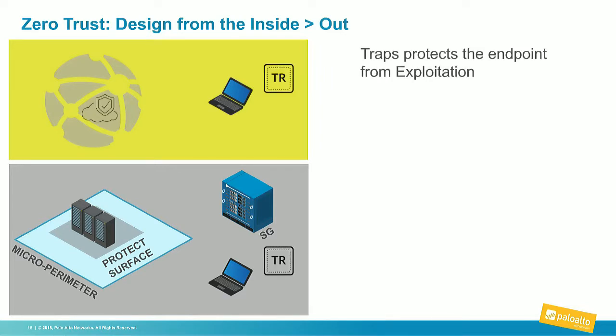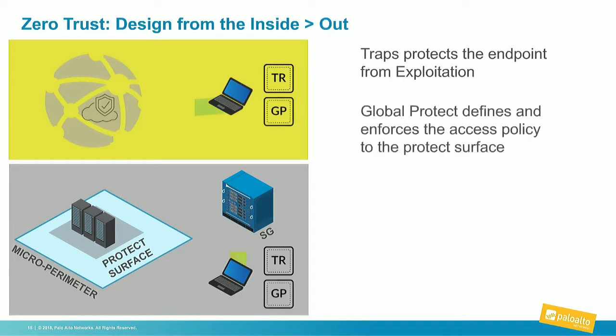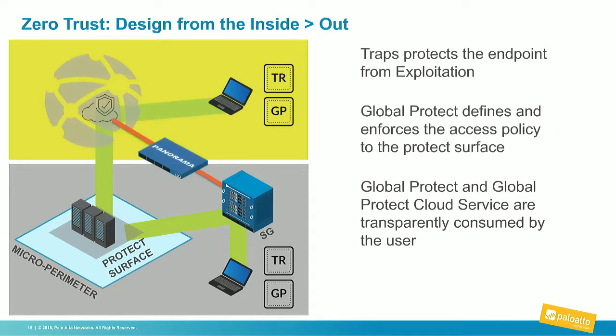And again, for all those environments, we're going to use Traps to protect against endpoint exploitation. We're going to use GlobalProtect to define and enforce access policy as it relates to the protect surface. And then we're going to use our Panorama centralized management solution to provide global policy that is transparently consumed by the user no matter where they move.